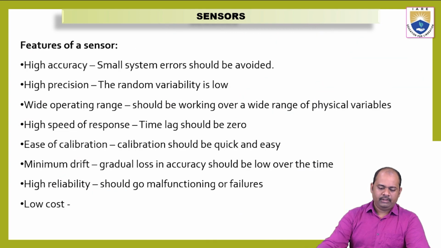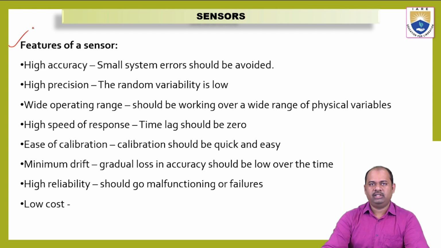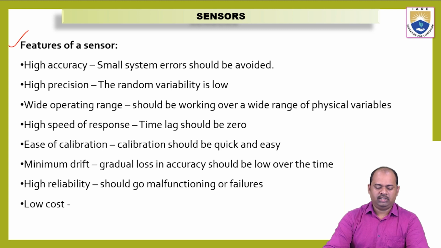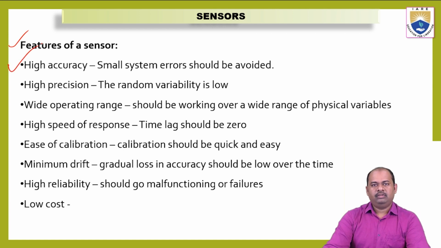Now we'll see some of the features of sensors. What are the important features any sensor should have while we are selecting a sensor? Like, for a particular purpose, which kind of sensor we need. That can be selected from these features. The first one is high accuracy. Any sensor should have very high accuracy, because it should be in a position to control the system with this feedback from the sensor.